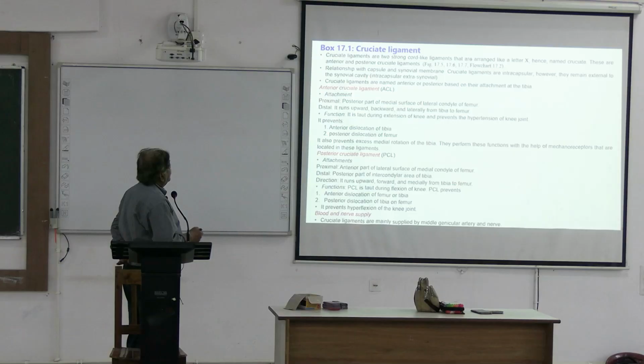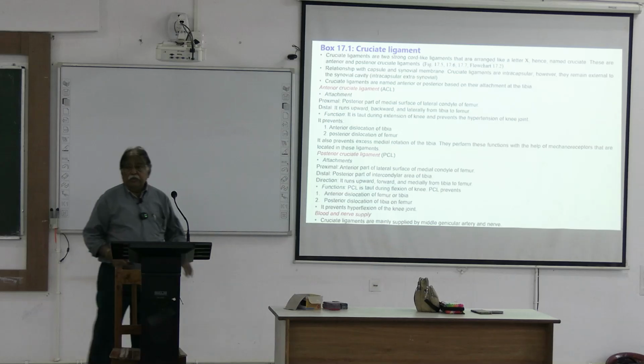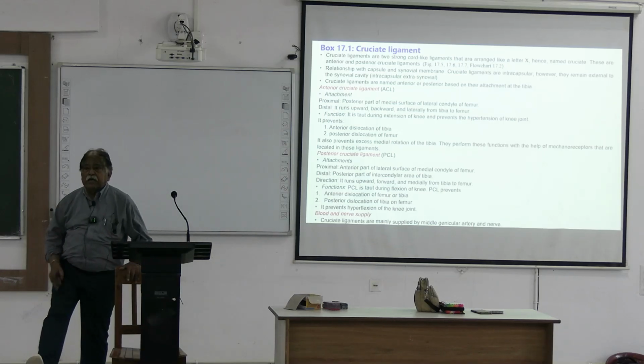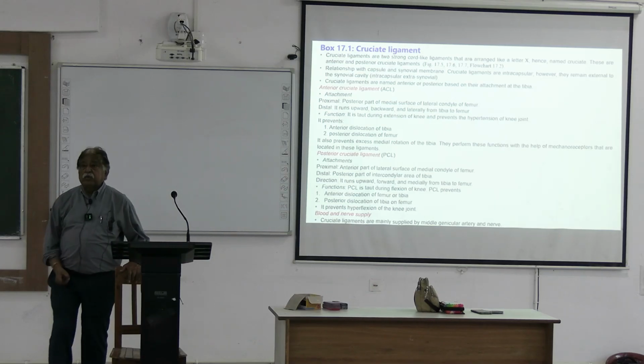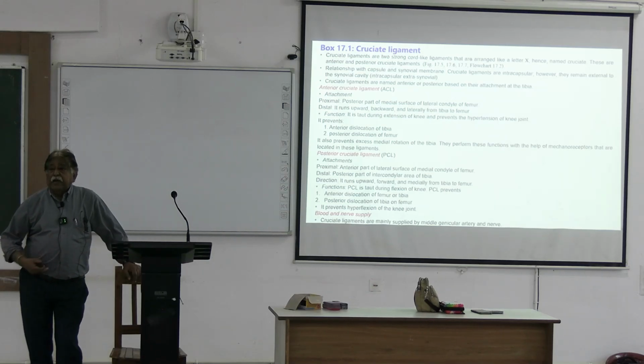Now this is very important. Proximal: posterior part of the medial surface of the lateral condyle of the femur. Distal: it runs upwards, backwards and laterally from tibia to femur. Function: it is taut during extension of the knee and prevents hyperextension of the knee joint. So it is taut, tight inside, but it pulls. So it prevents hyperextension.